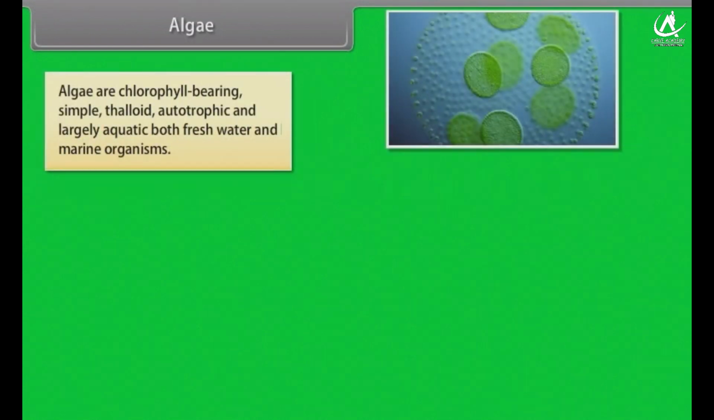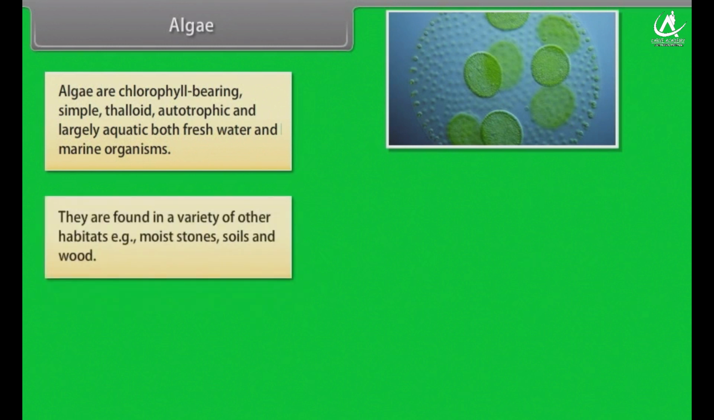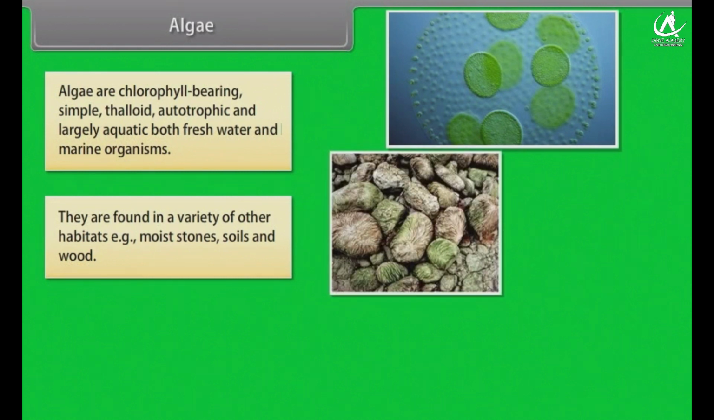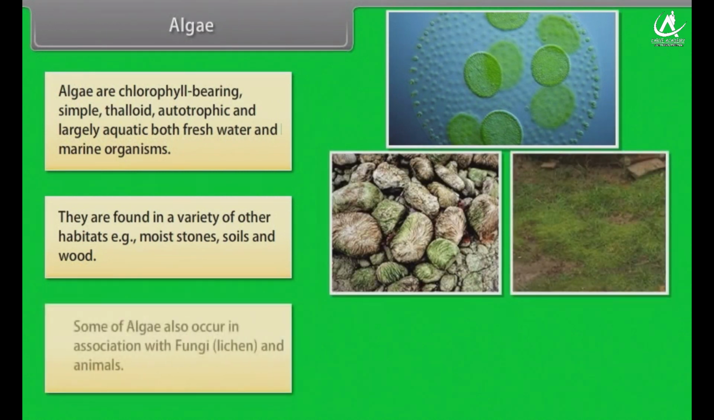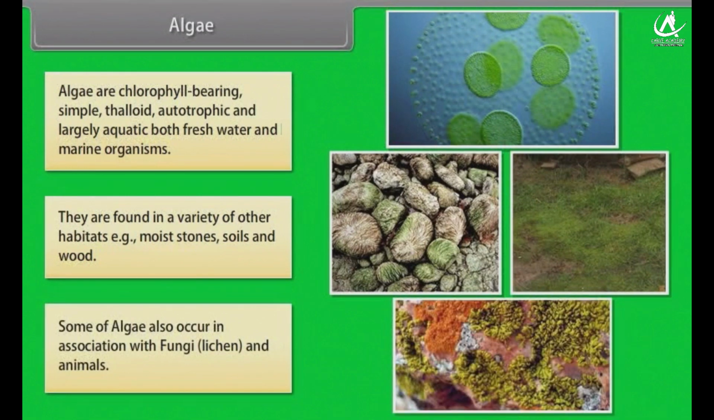Algae. Algae are chlorophyll-bearing, simple, thalloid, autotrophic, and largely aquatic, both freshwater and marine organisms. They are found in a variety of other habitats as well. Example: moist stones, soils, and wood. Some of algae also occur in association with fungi, lichen, and animals.